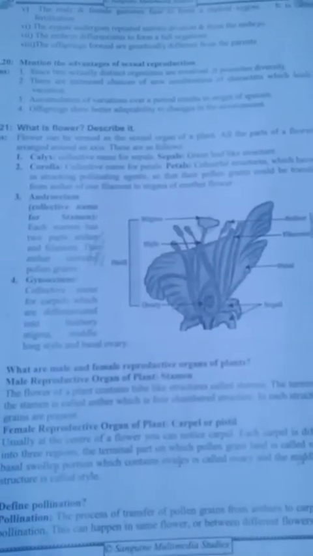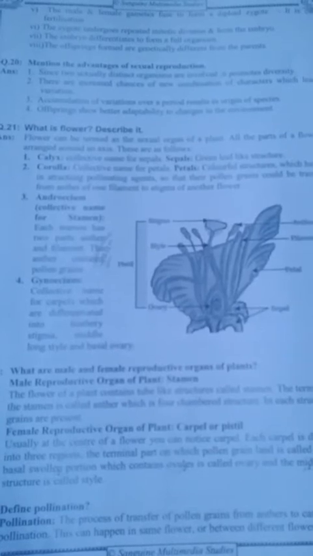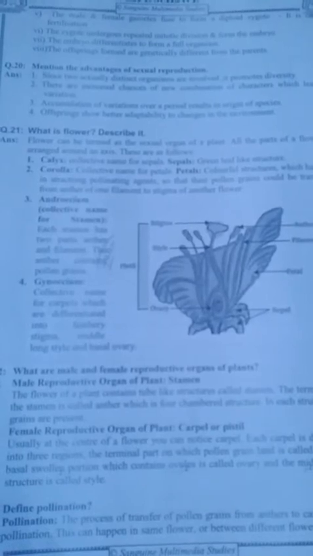Then stamen. Stamen is the male reproductive organ of the plant. The little stalks with swollen tops just inside the ring of petals in a flower are called stamens. Stamen produces pollen grains. The stamen is made up of two parts, a filament and an anther.